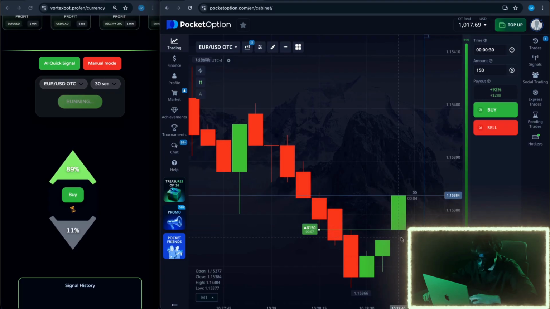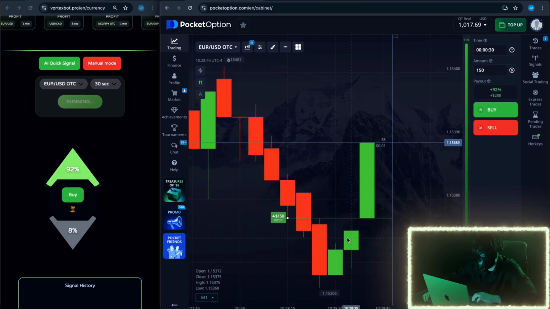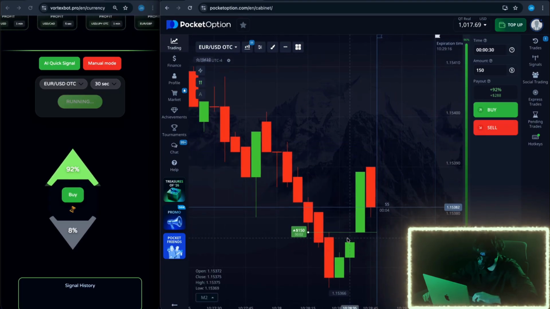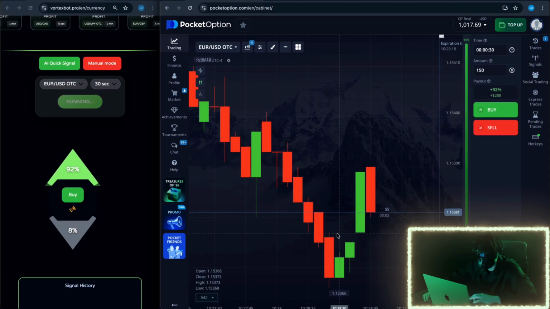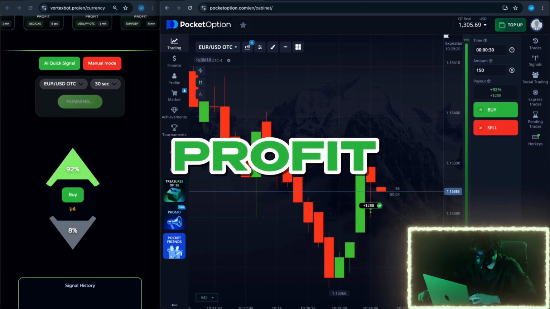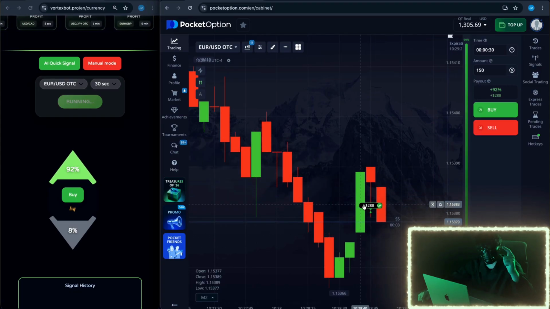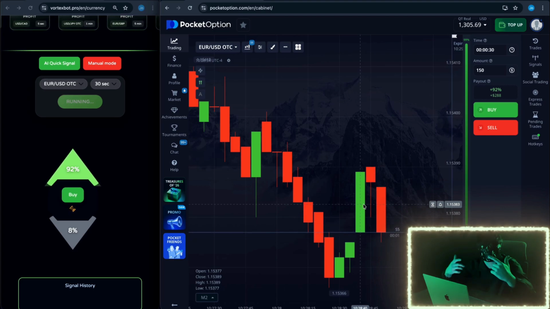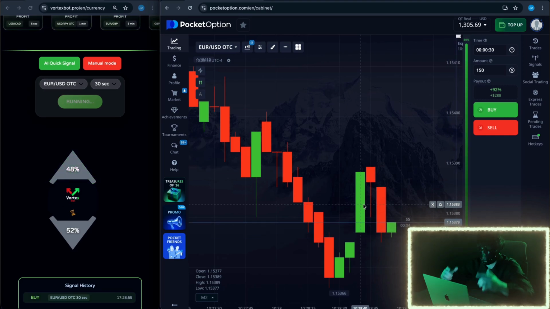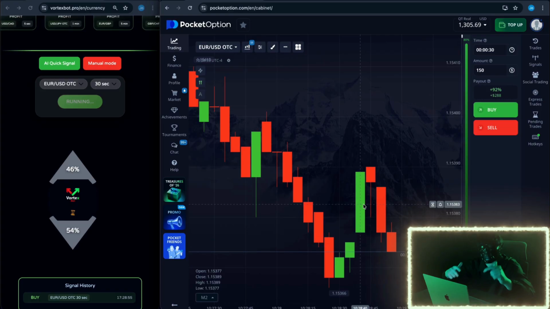And great, guys, look at the candles now. Huge ones are going up, and most likely we're making a profit from this trade. And great, guys. As you can see, we made $288 in just 30 seconds. Honestly, this bot is absolutely incredible. I recommend it to every user and every one of our subscribers.